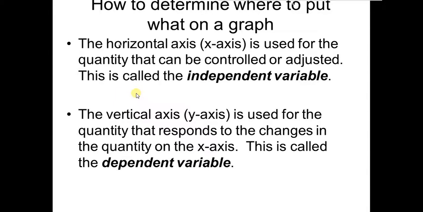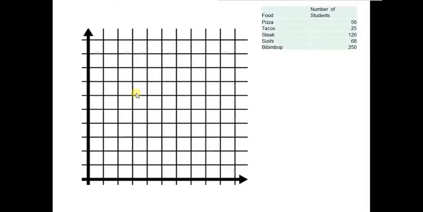Another reminder: the horizontal axis, called the x-axis, is used for the quantity that can be controlled or adjusted, and that's called the independent variable. In our example, what activity the students would do would be the independent variable, because that's what can be controlled. The vertical axis, or the y-axis, is used for the quantity that responds to the changes. So the number of people who select a category would be the dependent variable, and that goes on the y-axis.